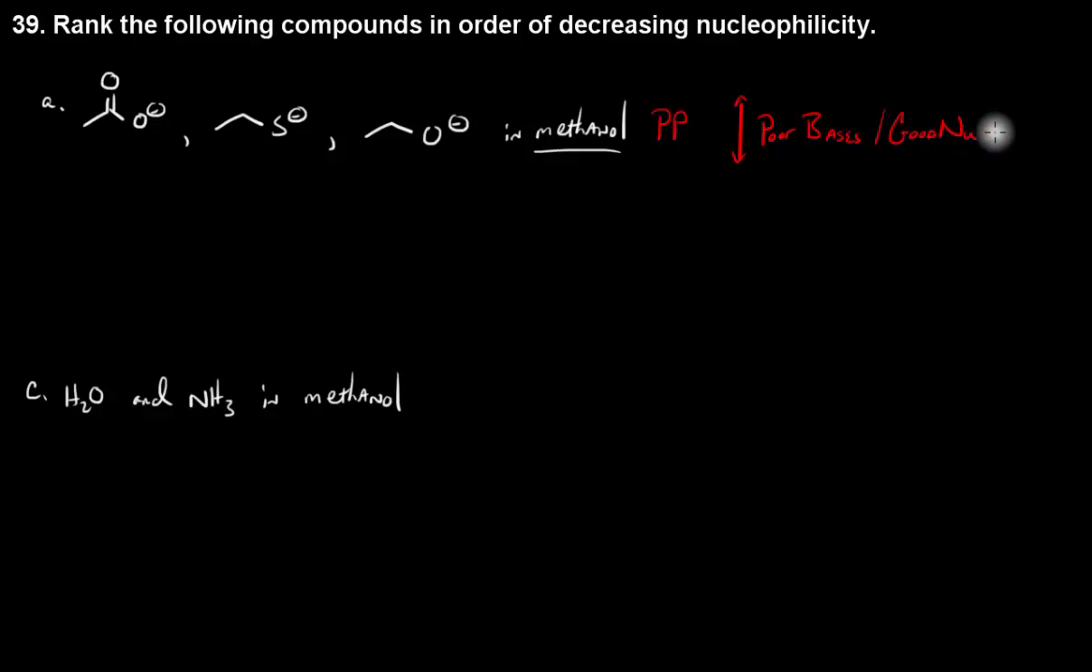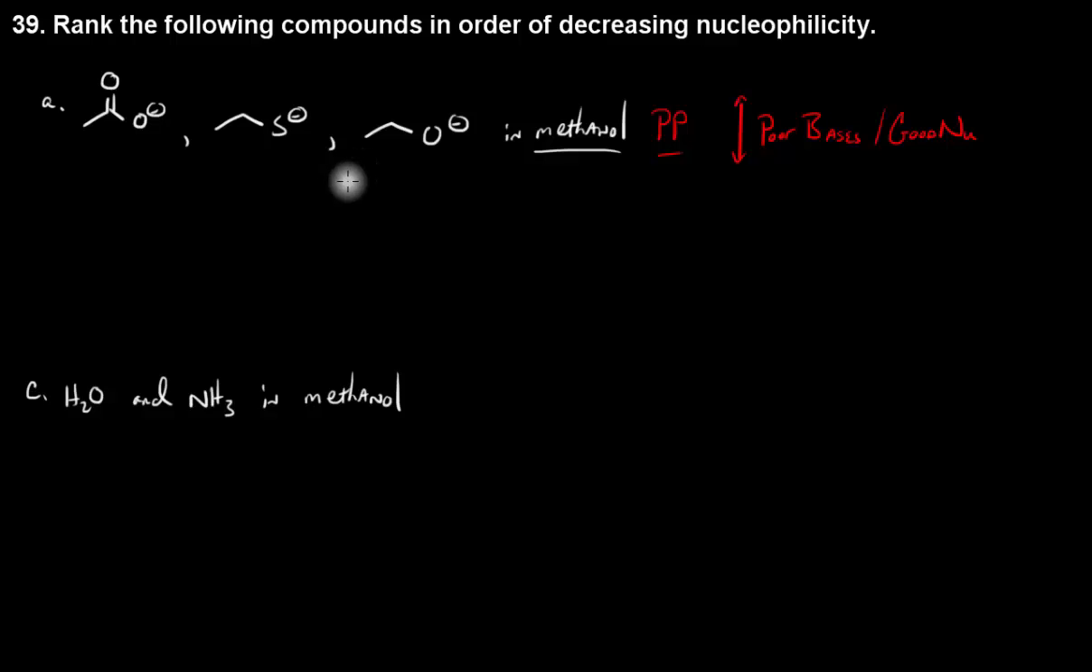Remember, our old trend was that if we were going horizontally along the periodic table, nucleophilicity would parallel basicity. So really good bases are going to be really good nucleophiles. But if we're going up and down vertically, that trend is going to invert if and only if we have this polar protic situation. If we had something that was non-protic like DMSO, that good nucleophile, good base trend would continue. So between these two, we can talk about the conjugate acid of each one and figure out which one is going to be the better base.